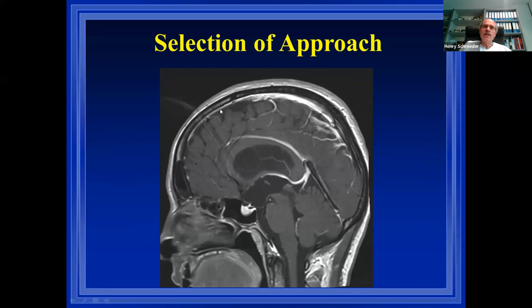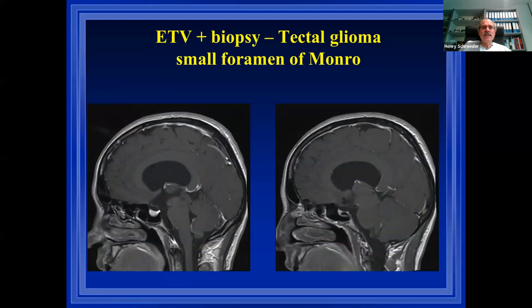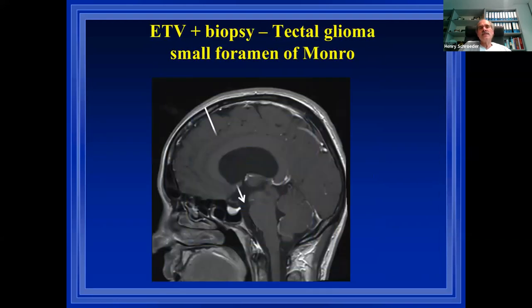Can this be done from one approach? Is this possible? Yes or no? It's sometimes possible, but what is the bottleneck of the approach? It's the foramen of Monroe. So we have to look at the size of the foramen of Monroe. And you see in this case, on both sides, it's very minor. So if you make this and this from one borehole, you will damage your fornix for sure. Of course, this should not be done.